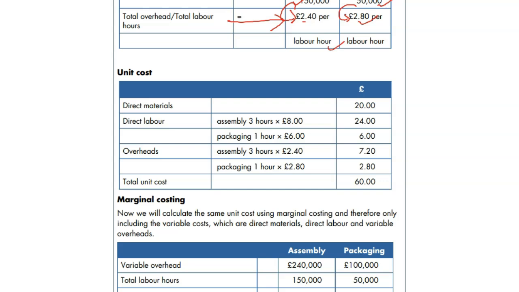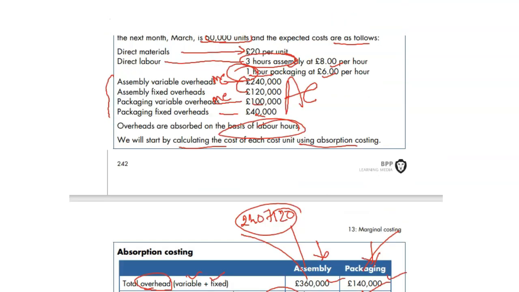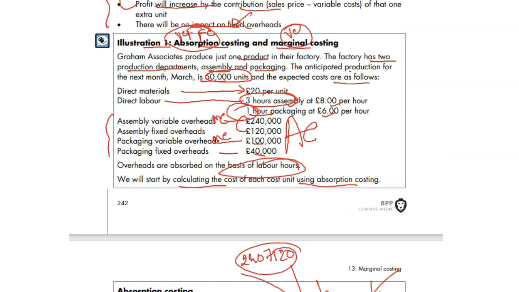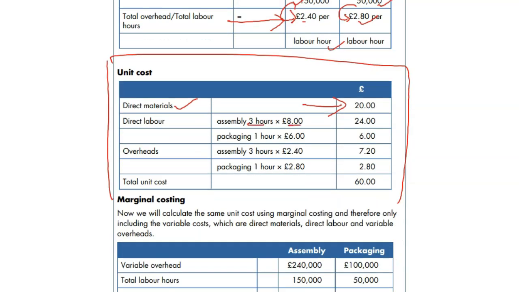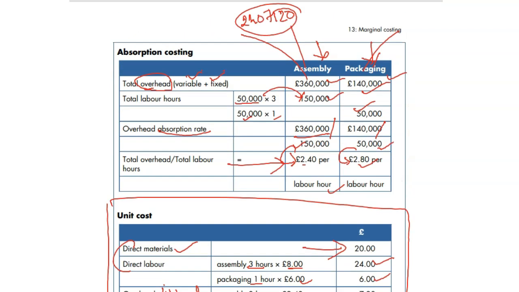The rest of the items, to get the cost per unit, are easy. For example, direct material is given straight away: 20 per unit. Direct labor is 3 hours for assembly times 8, which is 24, and for packaging 1 hour times 6 is 6. Now these are your direct costs, but you have indirect overheads as well, and those were given in detail: 360 total and 140 total.